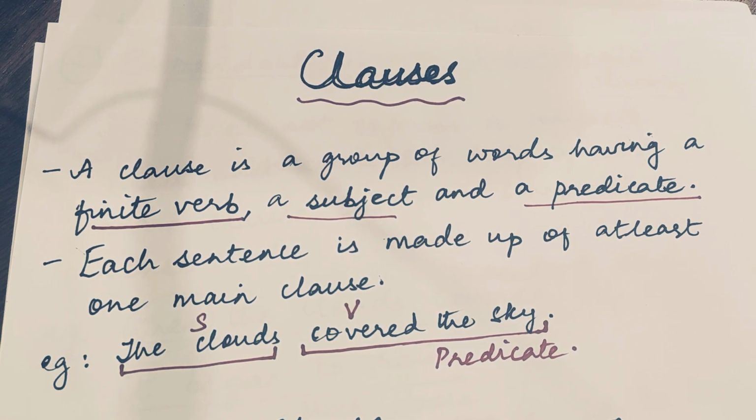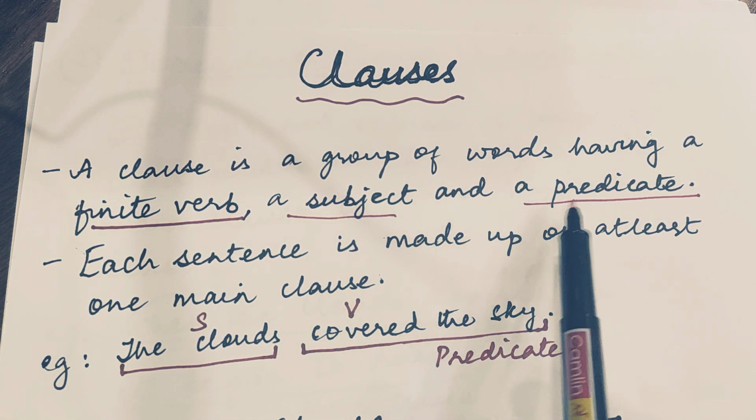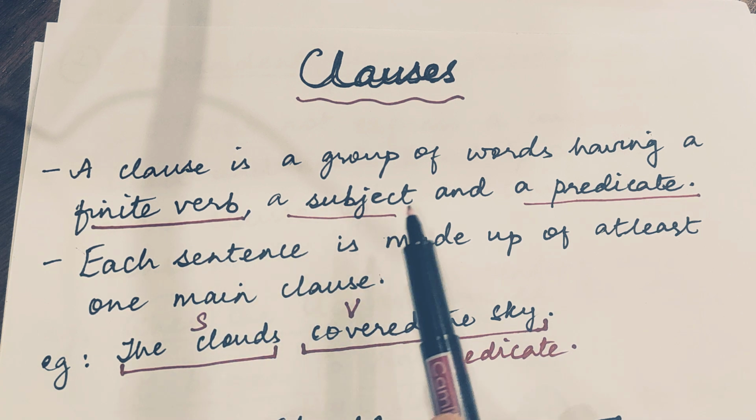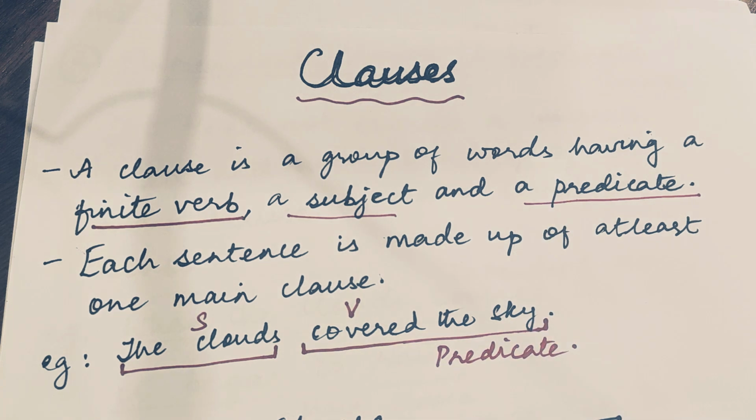Today we will cover an important grammar topic, that is clauses. Now let us see what are clauses. A clause is a group of words having a finite verb, a subject and a predicate. Earlier we have done finite verbs. What are finite verbs? They are the verbs that change according to the tense, the person and the number.